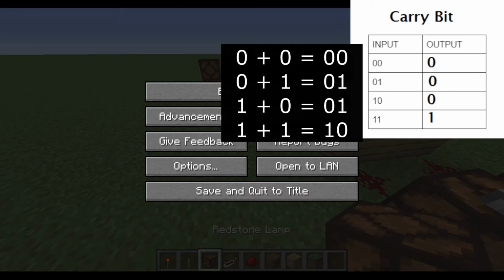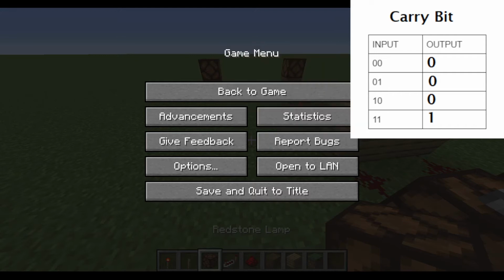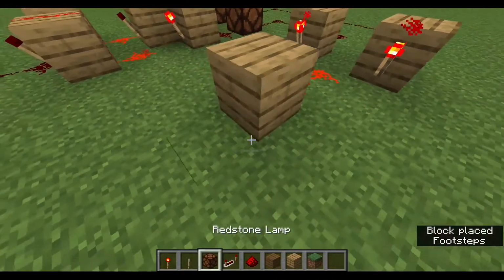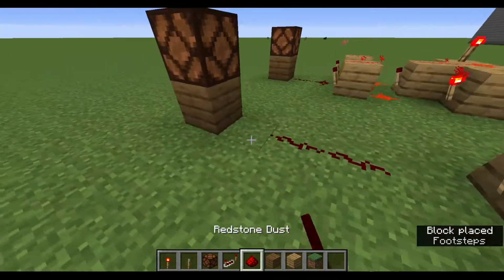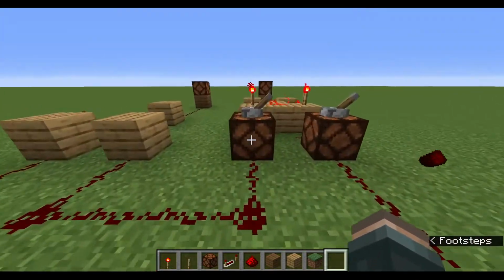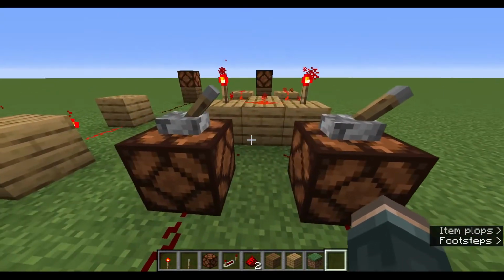So in order to find our carry bit, we want a gate that gives us 0, 0, 0, 1. Well, what gate gave us 0, 0, 0, 1? It was the AND gate. So actually, in order to find our carry bit, all we need is an AND gate. So let's test this and make sure that it still works.